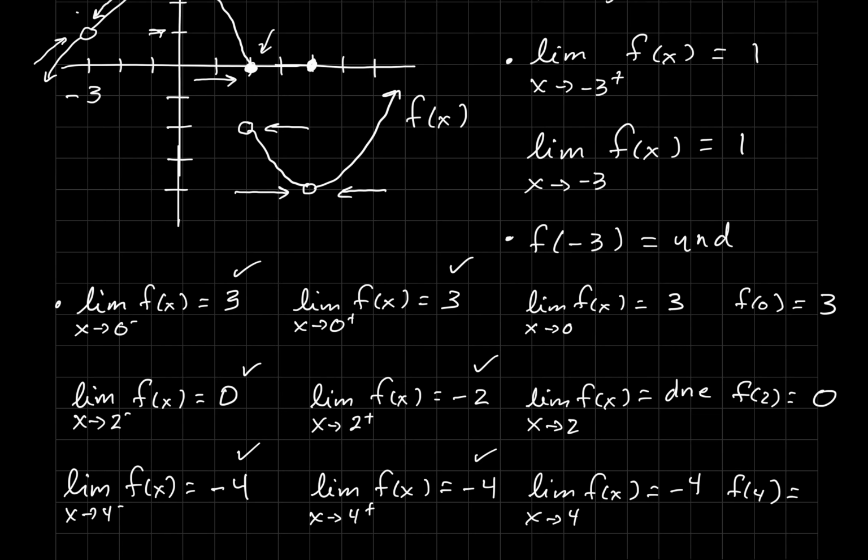But what about f of 4? F of 4 is right there. F of 4 equals 0. So the function at x equals 4 is 0. What does that have to do with the limit? Absolutely nothing. Because a limit is what's happening to the y value or function value when x is getting really close to some particular value from both sides.